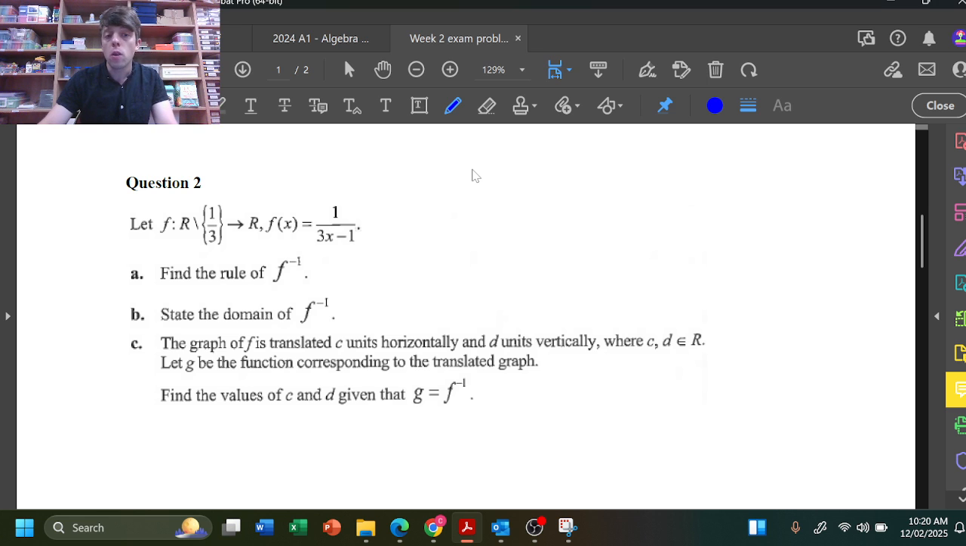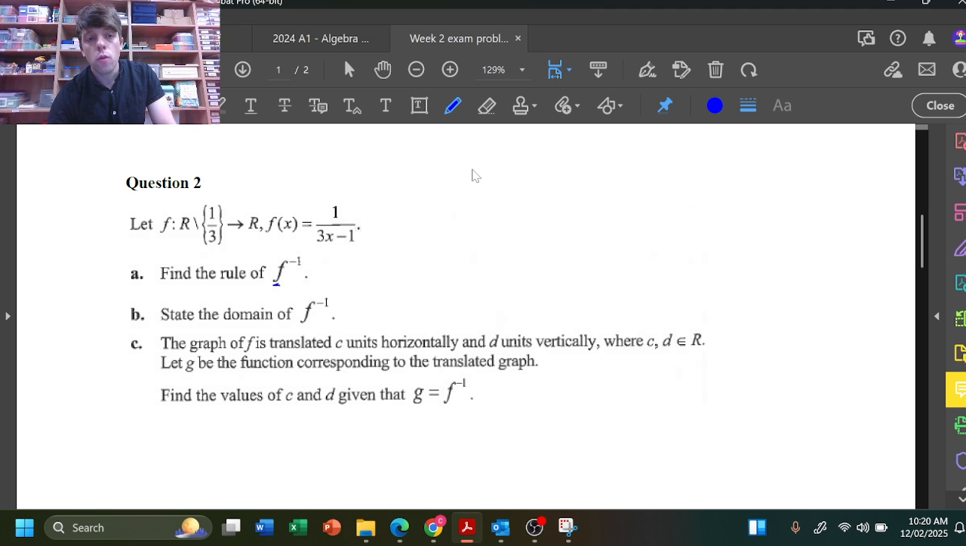Why is that? Because if we look at the rule for the function, if we put 1/3 into that function, we're going to get 3 times a third, so that's 1, minus 1 down the bottom here. So that's 1 divided by 0. That's a problem. So this can't be equal to 0, because then this is undefined. Therefore we have to exclude 1/3. So that's just understanding what this says.